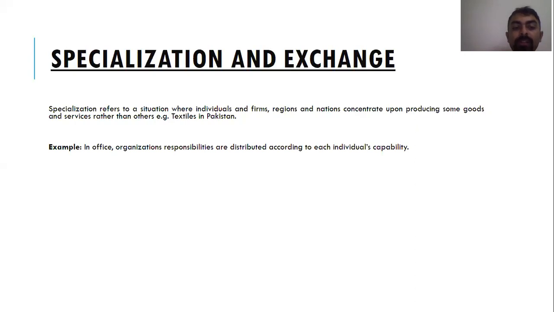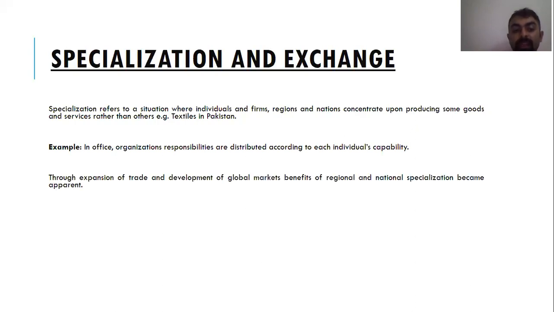For example, in an office, organizational responsibilities are distributed according to each individual's capability. Somebody who's a good, let's say, typist would be given the job of a typist. If somebody is a good presenter, then that person would be given the job of giving presentations because of their strengths.